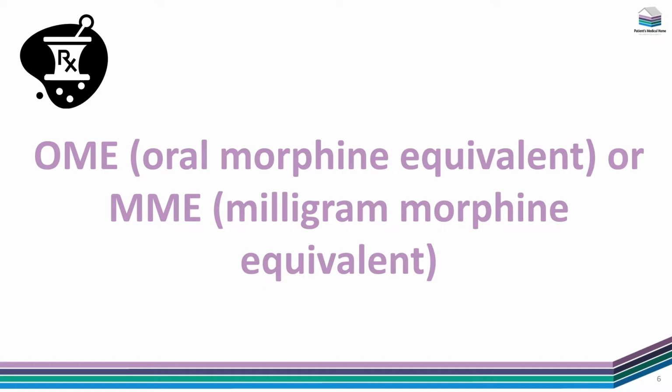Now, OME and MME stand for oral morphine equivalent and milligram morphine equivalent. OME and MME are used to compare the analgesic strength or pain relief of different opioid medications. It's calculated for a 24-hour period, and it's determined using an equivalency factor to calculate the dose of morphine that would be equivalent or approximately equivalent to the opioid in question. So for example, 100 milligrams OME would be equivalent to 20 milligrams of hydromorphone, 65 milligrams of oxycodone, or 25 micrograms per hour of fentanyl.